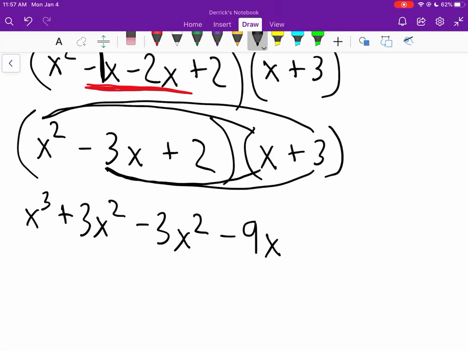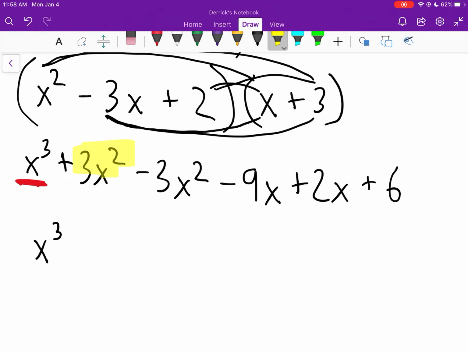And then finally we distribute the 2. 2 times x is 2x. 2 times 3 is 6. Now we've done all the multiplication, we can finally go ahead and combine our like terms and be done with this question. I see an x to the third term. I don't see any other x to the thirds, so I will rewrite that.